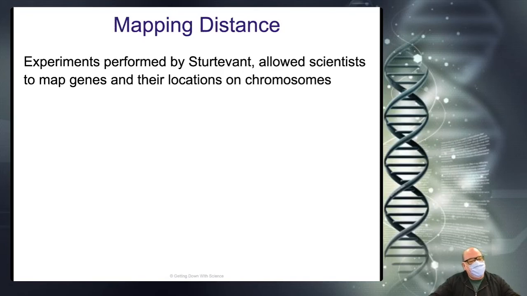there were some experiments produced by a guy named Sturtevant, and he allowed scientists to map genes without us actually knowing where they truly were on the chromosome like we do today. Right now we know exactly where it is. We can go and find that exact spot. At this time we didn't know it, and we deduced it by indirect measurement using math. Okay?